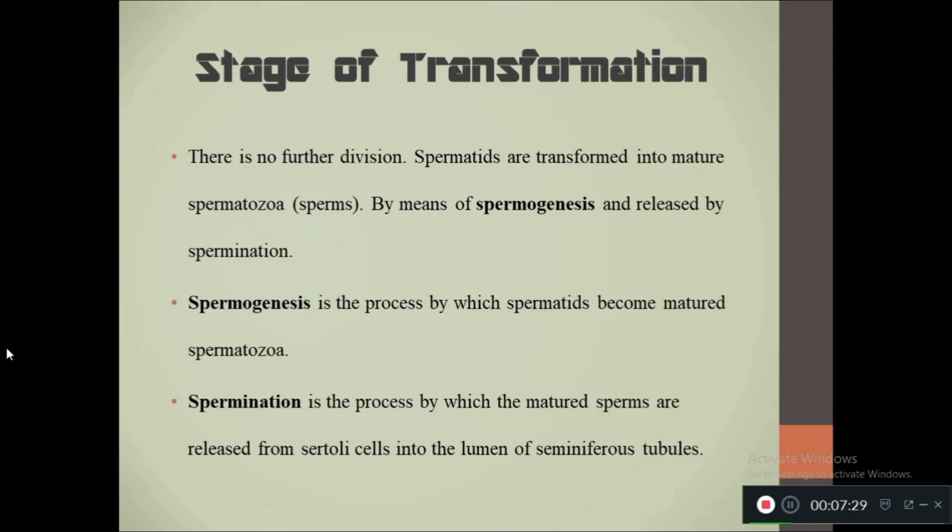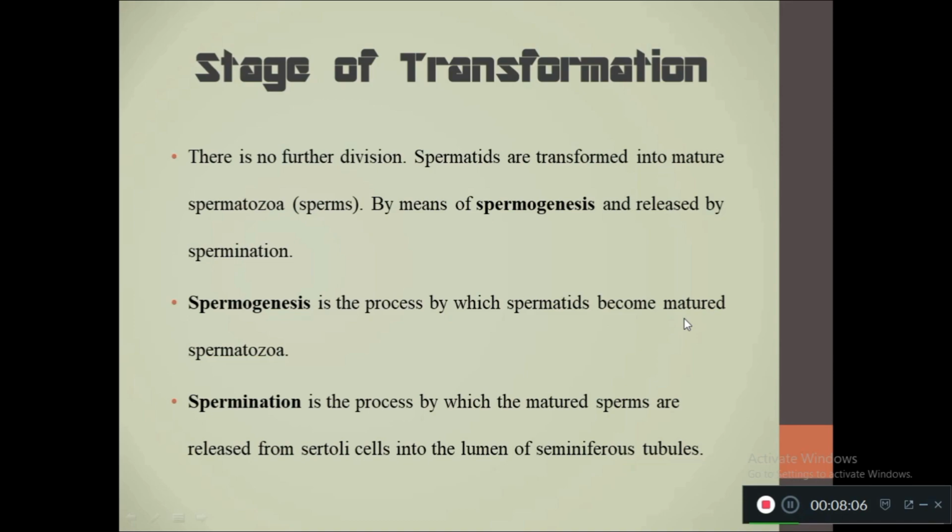The next stage is the stage of transformation. There is no further division. Spermatids are transformed into mature spermatozoa by means of spermiogenesis and released by spermiation. So in the transformation phase, there is no further division. The spermatids are completely transformed into mature spermatozoa, known as sperms, and these sperms are released outside by the process called spermiation. The development of sperm is called spermiogenesis.